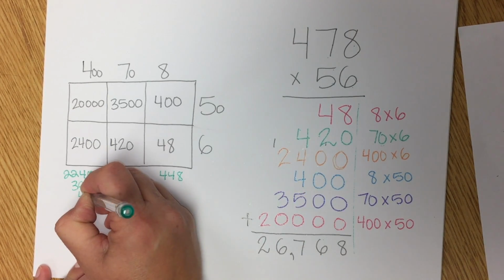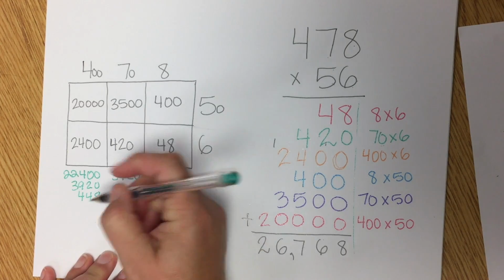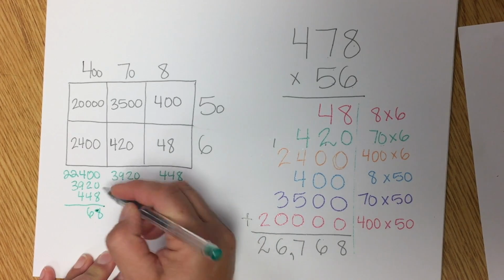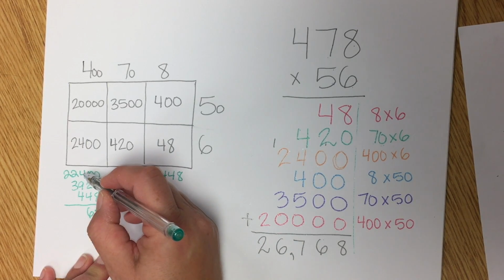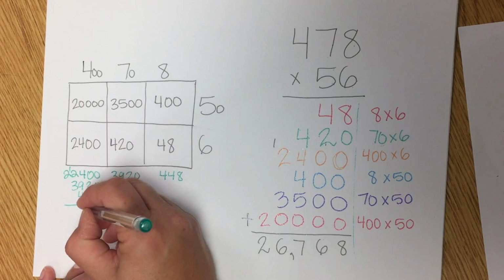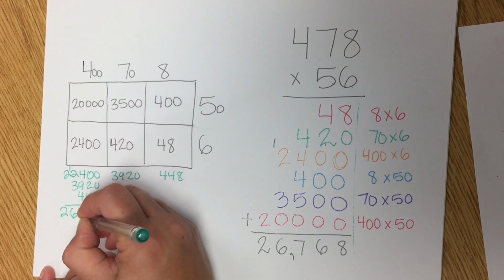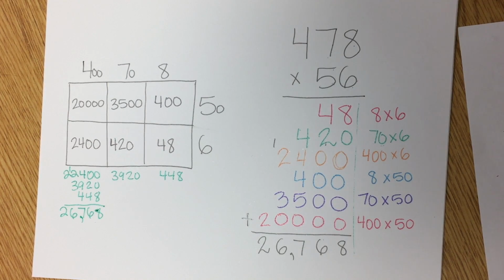3920, 448, and add those together. I get 8, 6, 9 and 4 is 13, plus 4 is 17, 3 and 2 and 1 is 6, and 2. And once again, we get the exact same answer, just a different way. Some kids like this way, some kids prefer this way, some kids prefer the algorithm. Any of those methods are okay as long as they can be efficient in one of the methods.